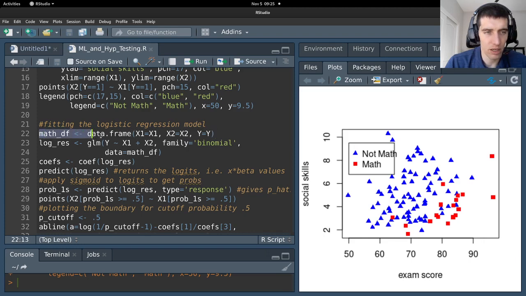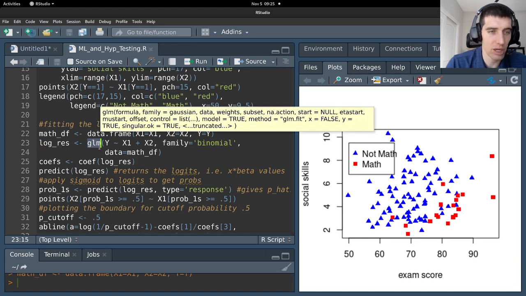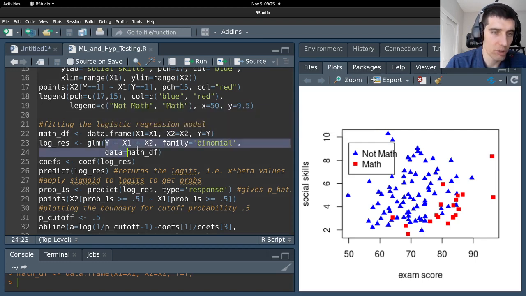So I'm going to build a data frame which has the x1 variable, the x2 variable. So again, this is exam score, social skill, and then the outcome: 1 if they have a math degree, 0 if they do not. Okay, so building a data frame, and then I'm going to build my logistic regression model, using the generalized linear model function, GLM. The formula is exactly the same as we did in the linear regression case. And here I'm going to say family equals binomial. And this family equals binomial specifies logistic regression.